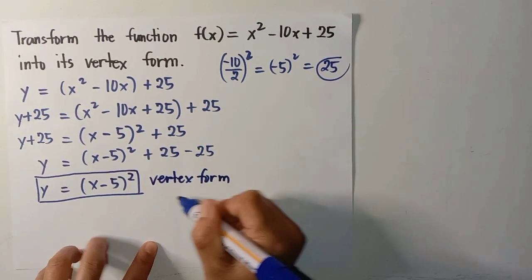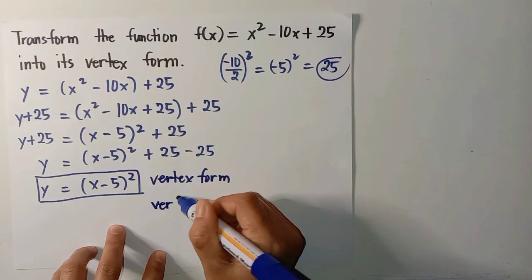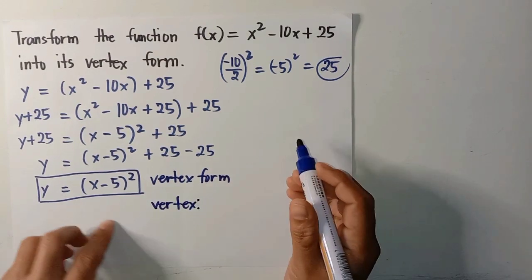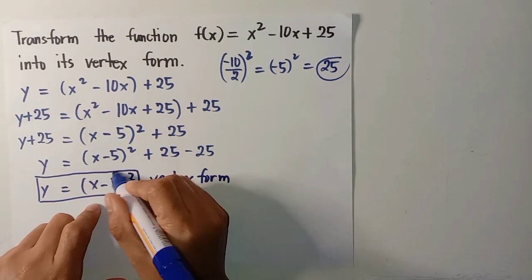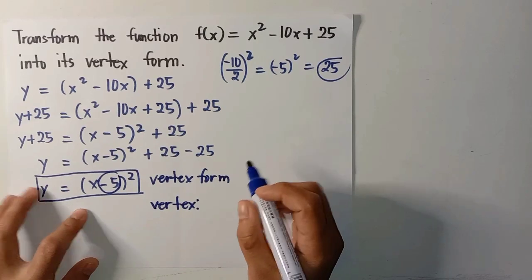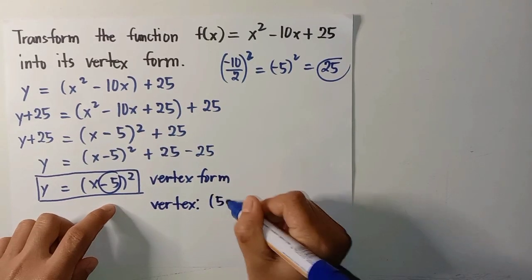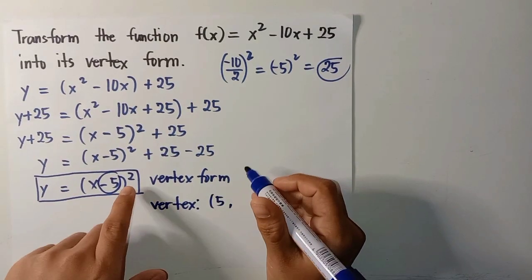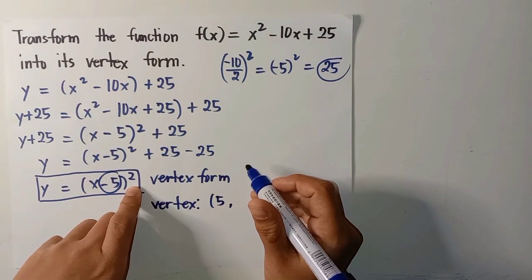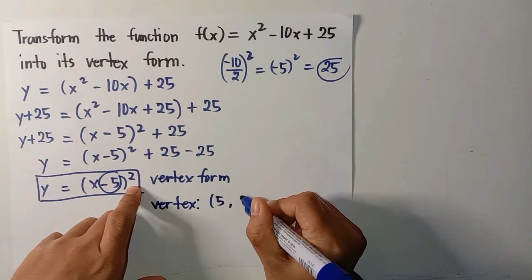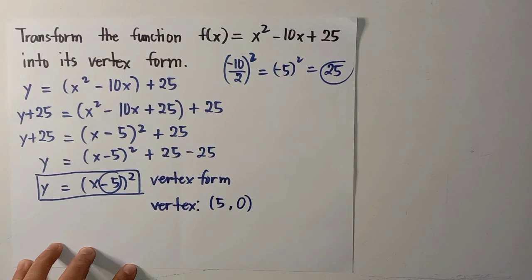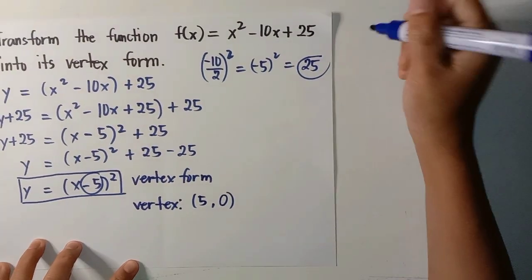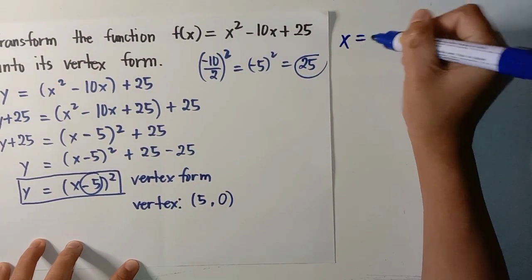So, how do we get its vertex? Okay, look at this also. Since this is negative 5, we will write positive 5. And there is no value for our k, therefore this is 0. Next, what about if we use the formula, no?